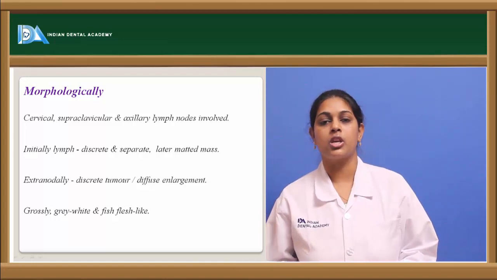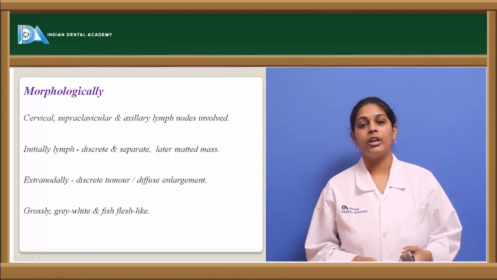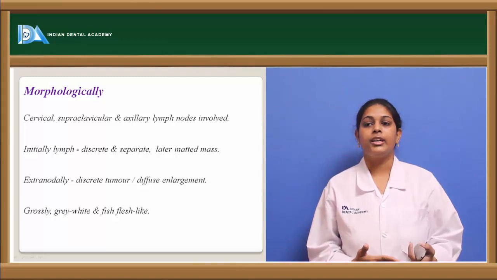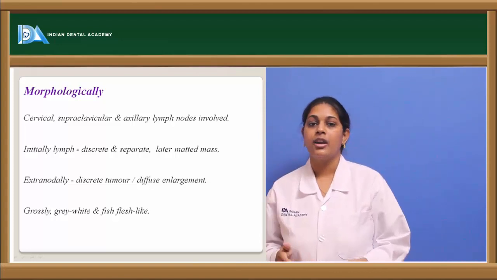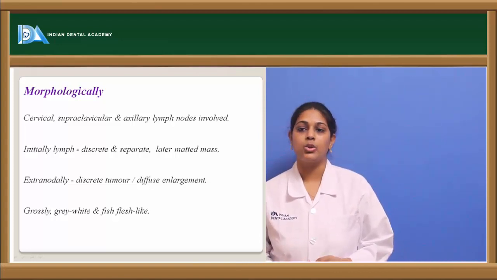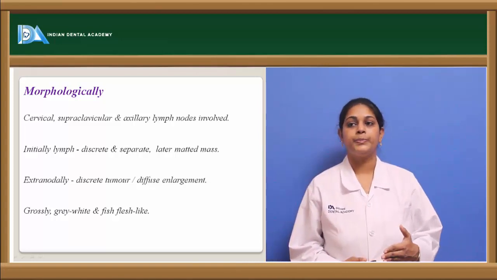And in the gross specimen, that is, when a biopsy is sent to a lab, we find that the specimen is almost lobulated, and on cutting the section, it appears grey-whitish in color, and it gives a fish-flesh-like appearance. So it is known as fish-flesh-like appearance.